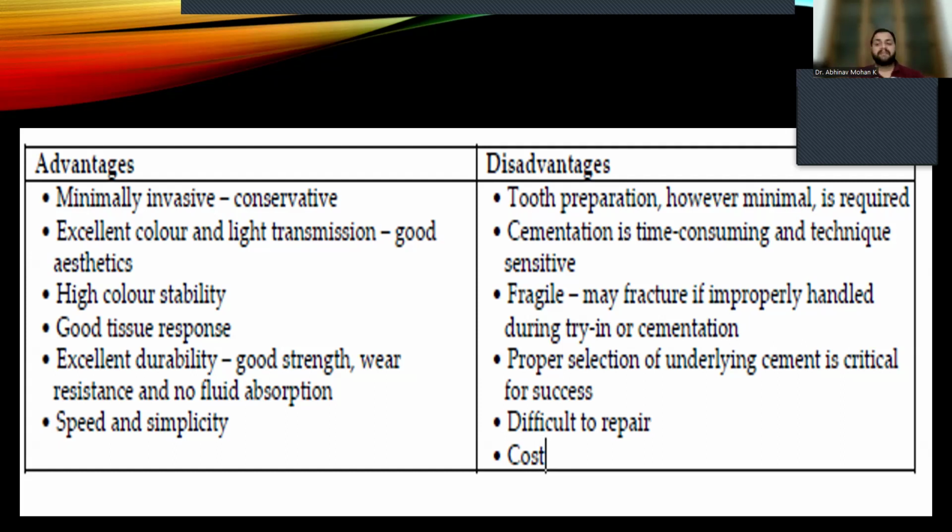So these are the various points. This is what I wanted to discuss in the first phase of this lecture. We saw the definitions for different porcelain veneers. We saw the indications, contraindications, the history, and the advantages and disadvantages. We'll discuss the remaining part in the next session.